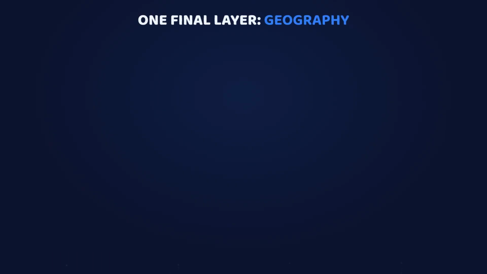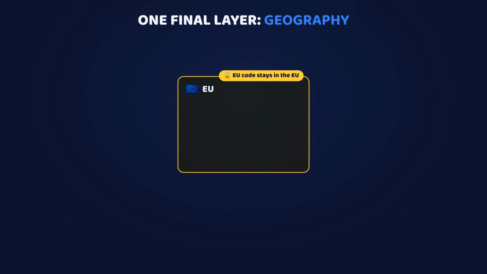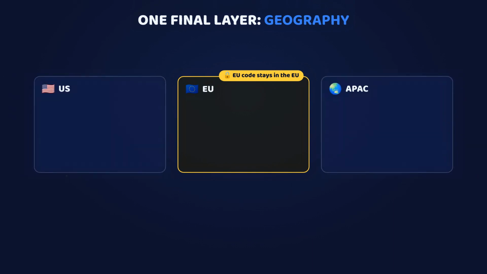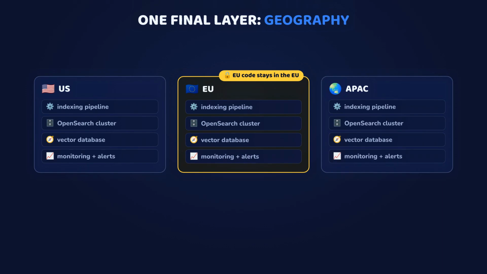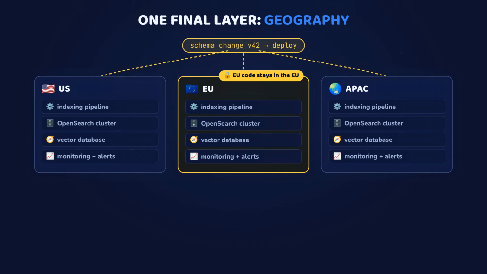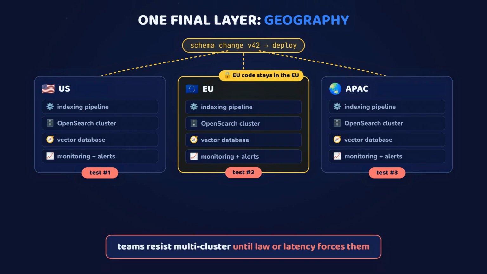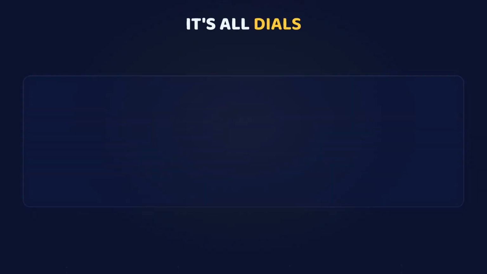One final layer, geography. Data residency laws can require European code to stay physically in Europe. So you run a full stack per region. Indexers, clusters, vector databases, dashboards, and every schema change, every ranking tweak, rolls out 3 times and gets tested 3 times. That's why teams resist multiple clusters until law or latency forces them, which reveals the real shape of search expertise.